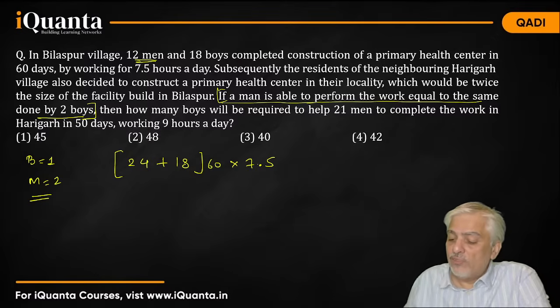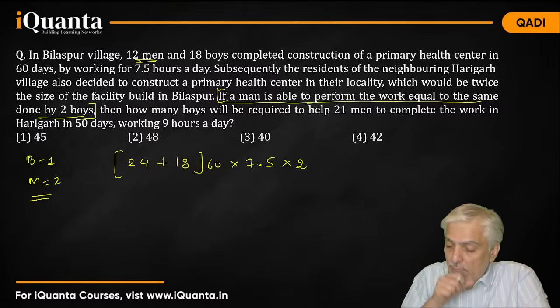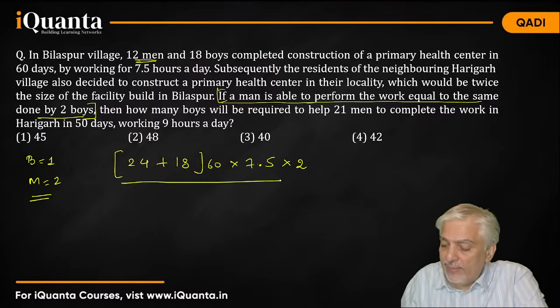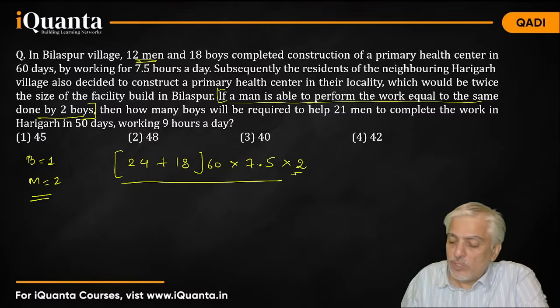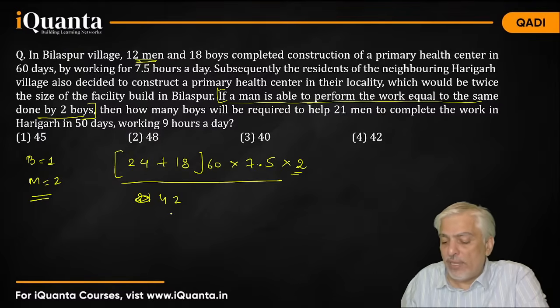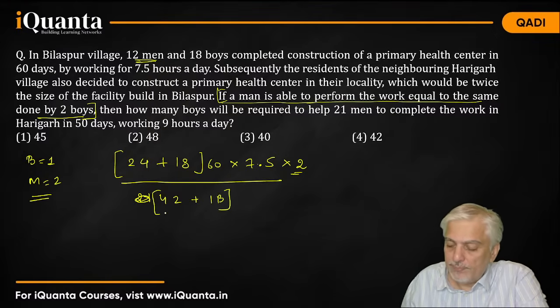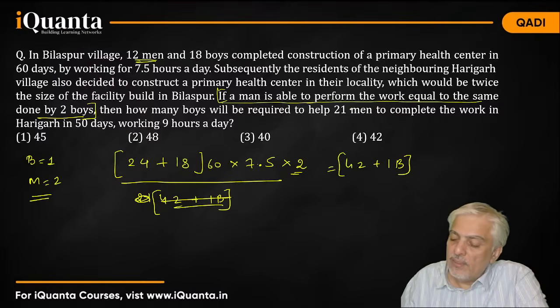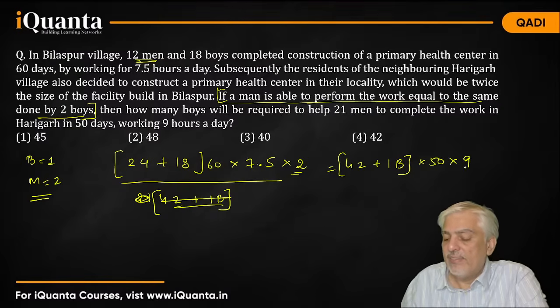Now, double of this work, so multiply by 2, has to be done by 21 men, so 21 men, so 42 units. Plus we don't know how many boys, so we say B boys, so 1B. So we'll have to make it equal 42 plus 1B. Working for 50 days and 9 hours a day.